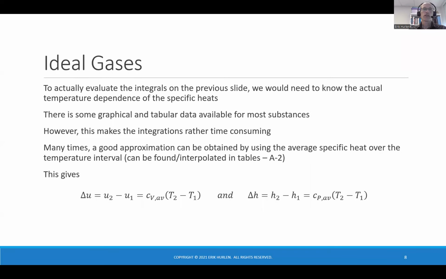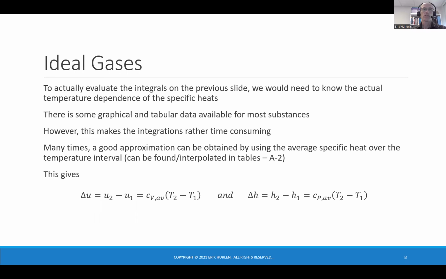These integrals vary in difficulty when it comes time to actually evaluate them. As mentioned previously, there are circumstances in which the specific heats can be treated as constants. These are generally when the temperature changes are small. In these cases, the integrals simply reduce to this value of the specific heat times the change in temperature.